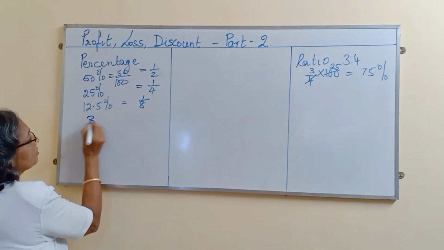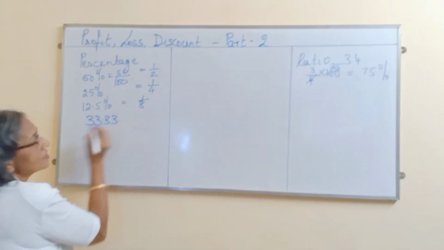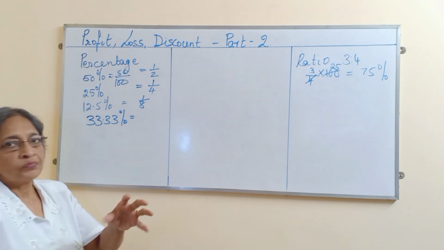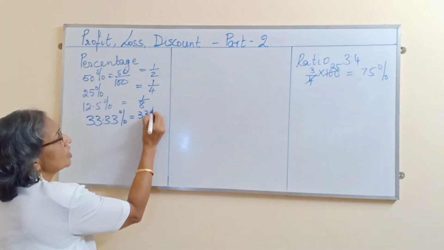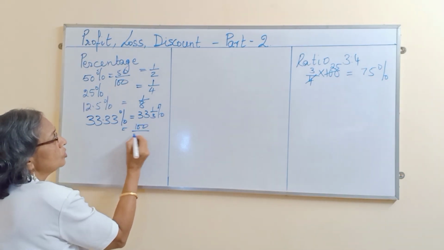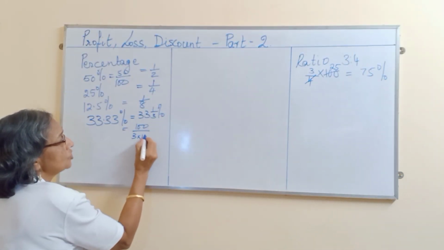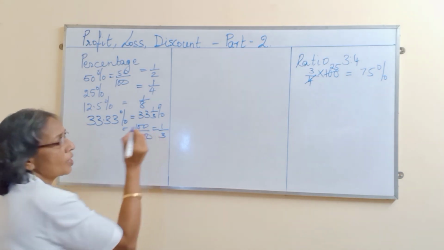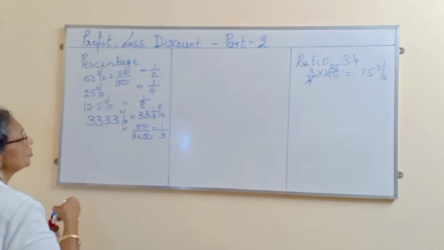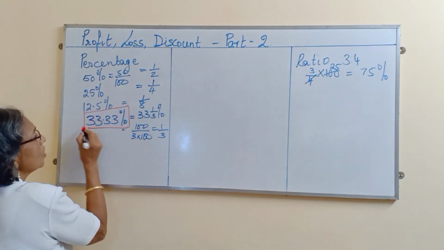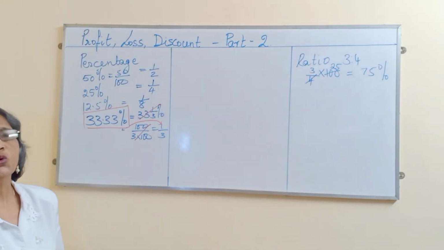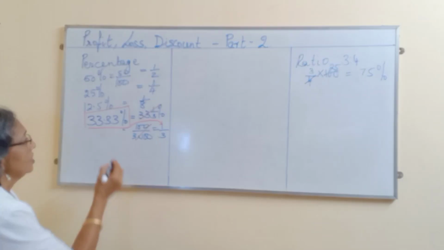Say for example, you get something like this in your sums. Now I'm showing you a working. You need not do this working every time. This comes out to be 100 upon 3, and since it's a percentage, divide. This is 1 upon 3. So the moment you see 33.33% anywhere in your sums, directly write it as 1 upon 3. You need not show the working.